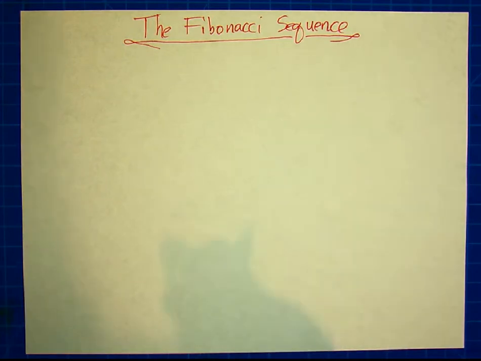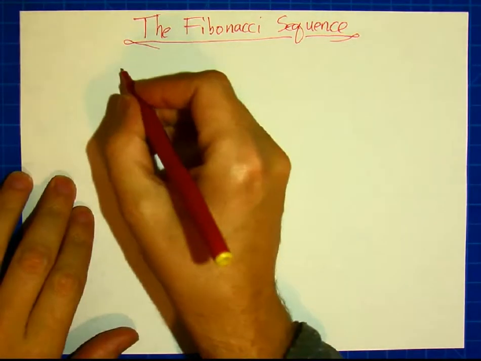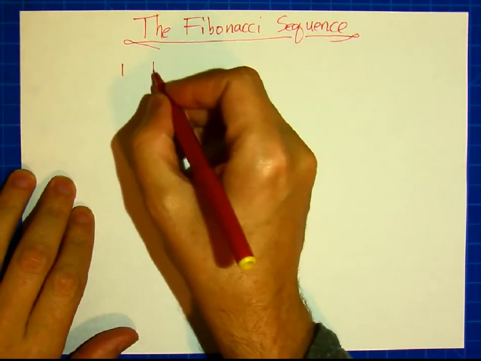The Fibonacci sequence is one of the fun things in math that every math person knows and a lot of other people could really benefit from knowing about. It's pretty simple. You start off with a 1 and then another 1. And then each number after that, you just add together the previous two.